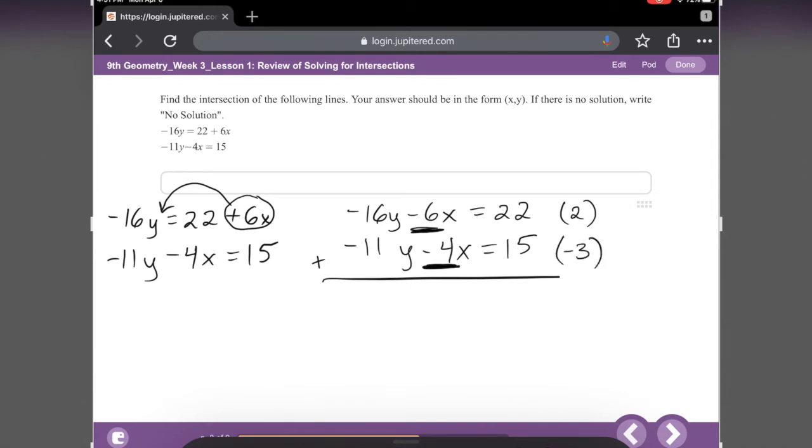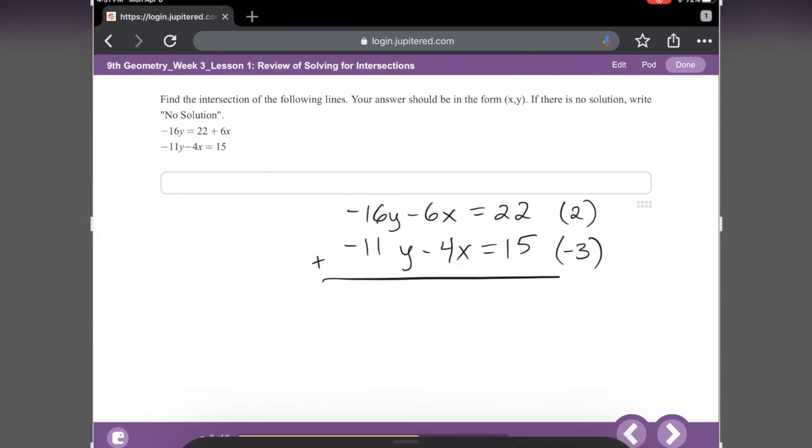Then the top one is going to say minus 12x, and the bottom one will say plus 12x. And that's what we want. When we add them together, they'll be 0x. Let me just rewrite everything over on this left-hand side here. So 2 times negative 16y is going to be negative 32y. 2 times negative 6x is going to be negative 12x. 2 times 22 is going to be 44.